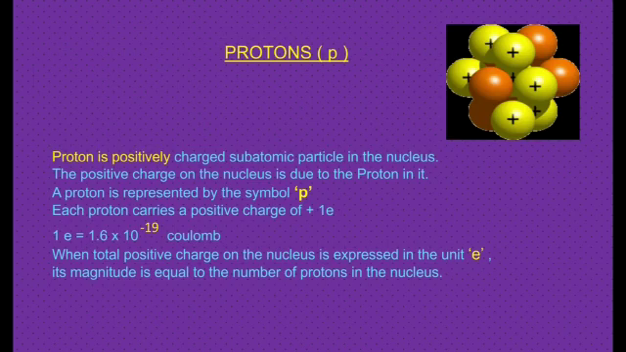E means charge. 1 E is equal to 1.6 into 10 raised to minus 19 coulomb. When total positive charge on the nucleus is expressed in the unit E, its magnitude is equal to the number of protons in the nucleus.